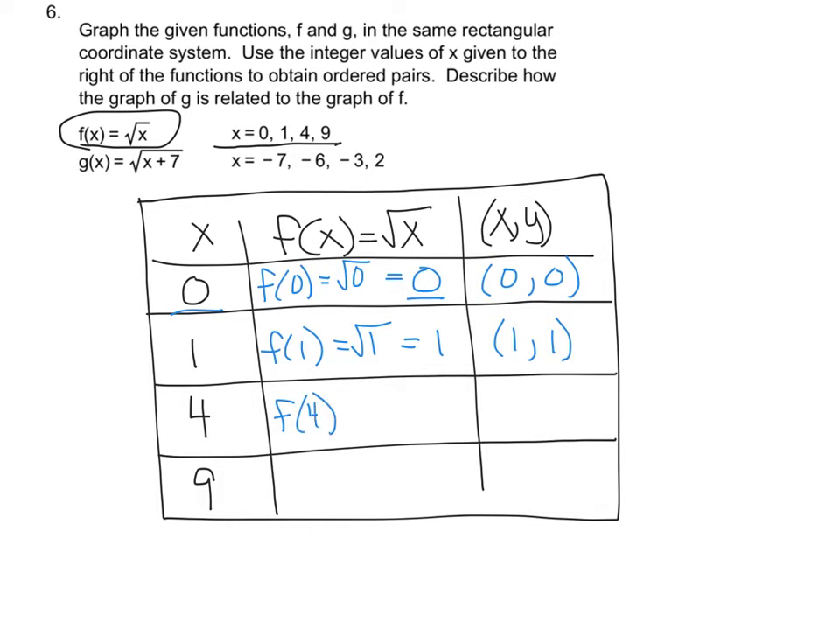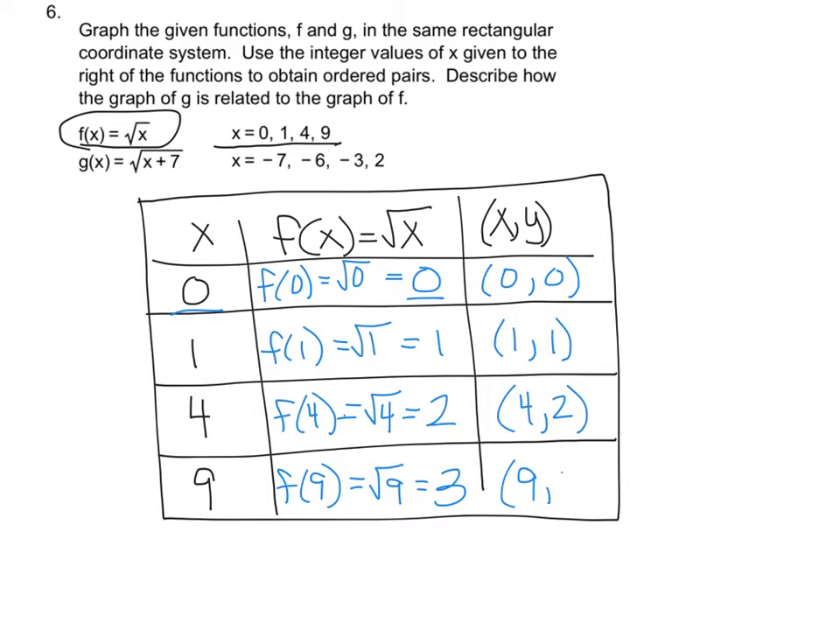Then I'll do f of 4, which is the square root of 4. And that's a 2. So my ordered pair is 4, 2. Lastly, f of 9 equals the square root of 9, and that is 3, with an ordered pair of 9, 3. Now that I've found my ordered pairs for my first function, I can go ahead and do the same process with the second function.